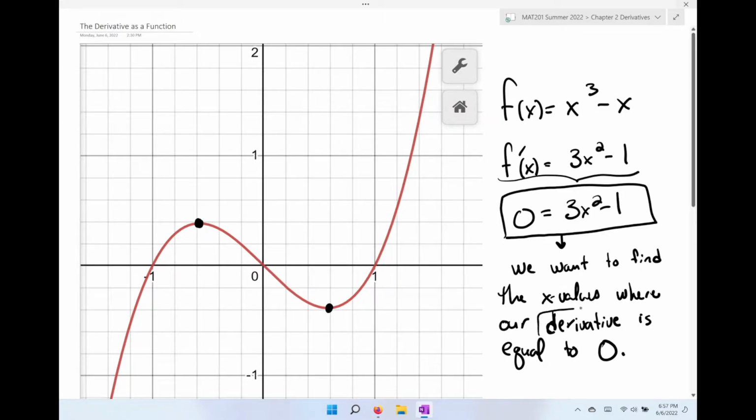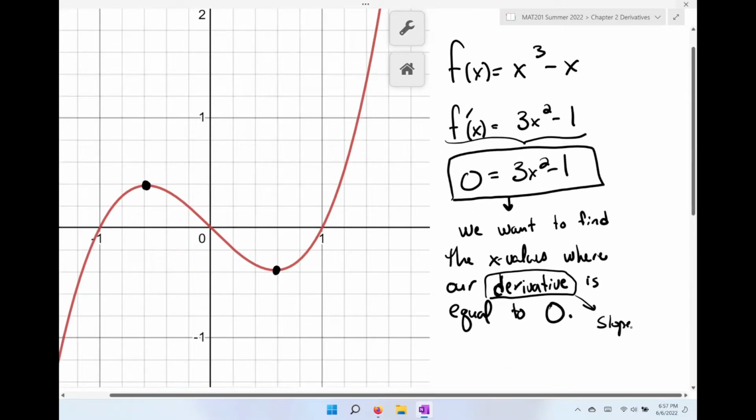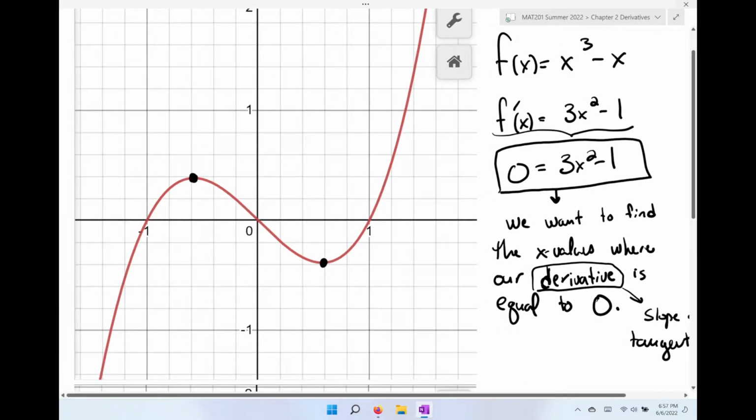Now, if you recall from the previous section, the derivative is the slope of the tangent line. So what this picture is telling me is that at this point, I'm going to call this x1, and this will be x2. At this point right here, x1, f of x1, we have a horizontal tangent line. And at the second point, x2, f of x2, we have another horizontal tangent line.